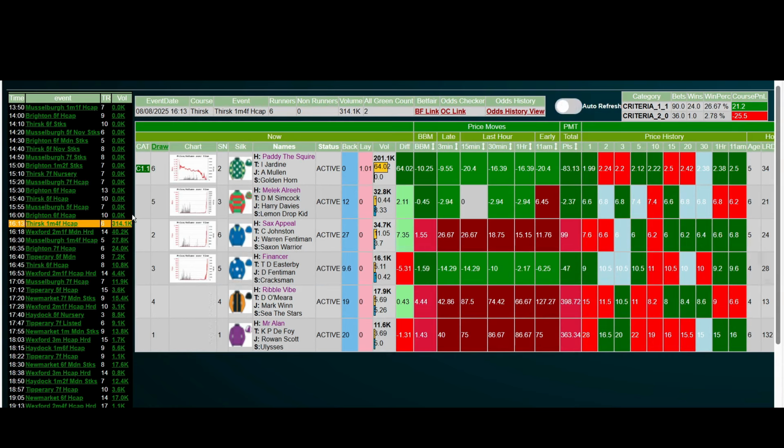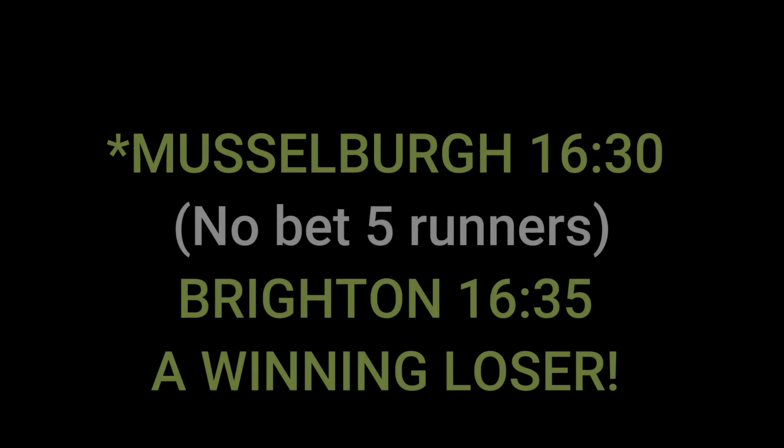Now I know it sounds odd that the data suggests zone 1 wins more in sprints than it does in longer staying races, because you think horses would have more time to sort themselves out, but the data is forever growing and changing, and we're accumulating that. So our next race will be Musselburgh, again without zone 1 at 16:30.